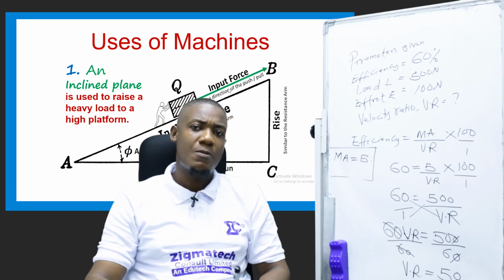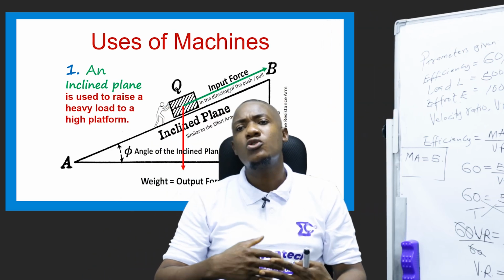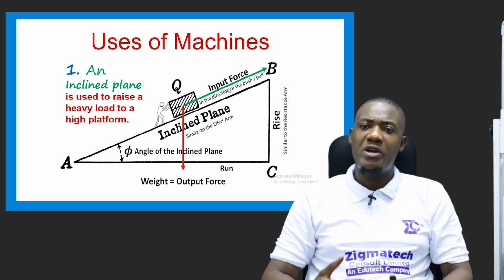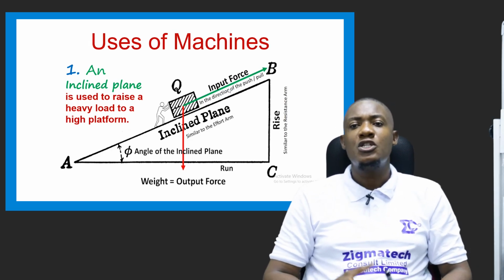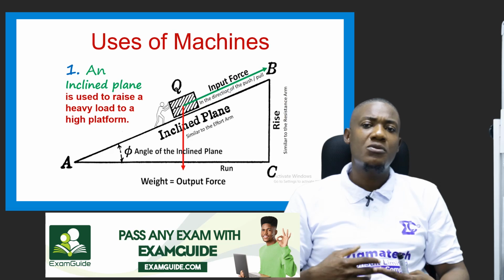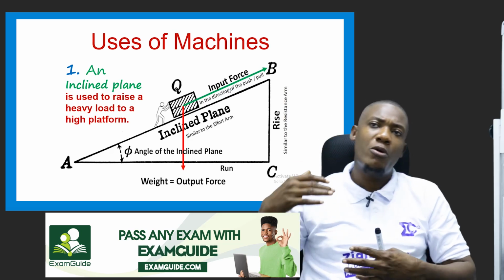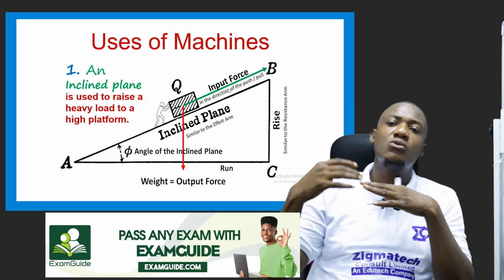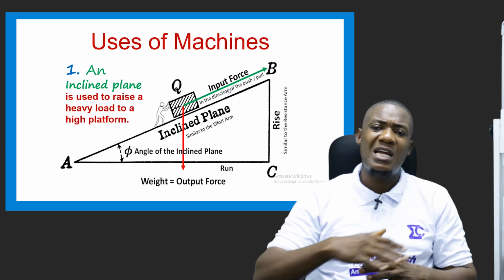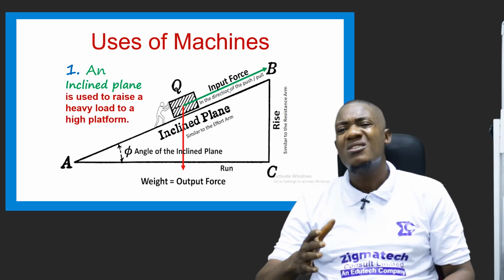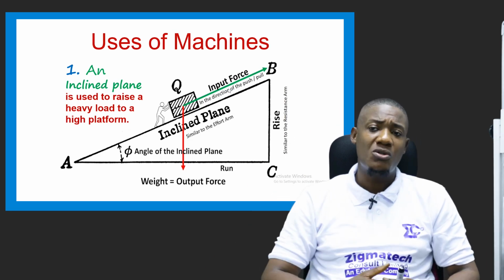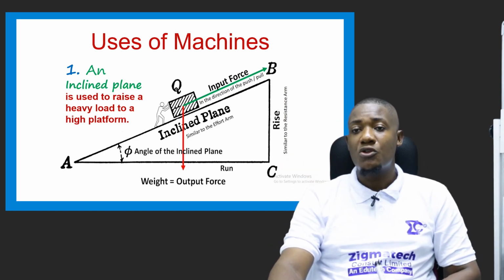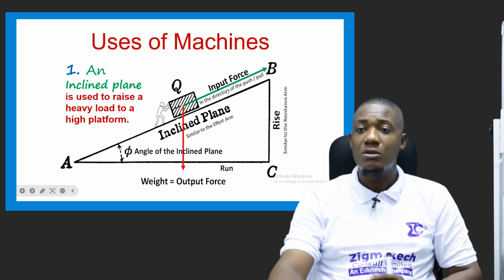Uses of machines. Simple machines have so many uses. We can't even exhaust them. For example, an inclined plane is used to lift heavy loads up to a height. For example, you want to lift a drum of oil to a lorry. With the help of an inclined plane, either metallic or wooden, with little effort applied, that's done. It gives you less stress. You just roll up the drum of oil into the lorry you want to load.